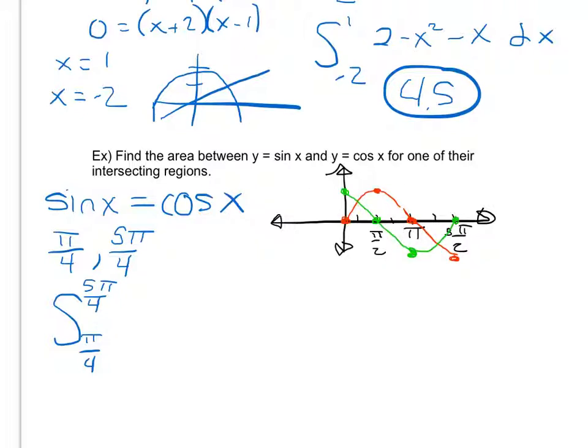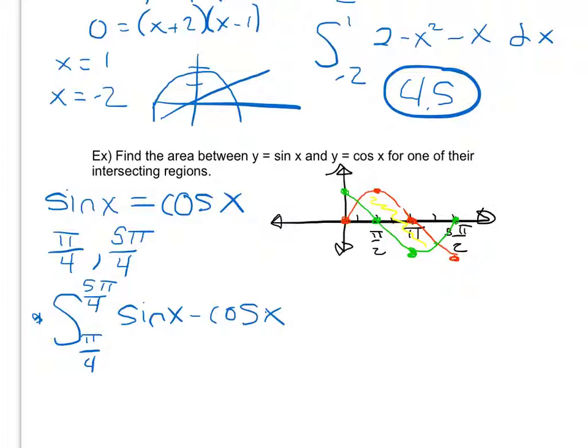So notice they're intersecting at pi over 4 and at 5 pi over 4. So if I want to find that area in between, notice that my top curve is my sine curve. So my integral is going to be the integral, coming back here again, from pi over 4 to 5 pi over 4 of my sine curve minus my cosine curve.